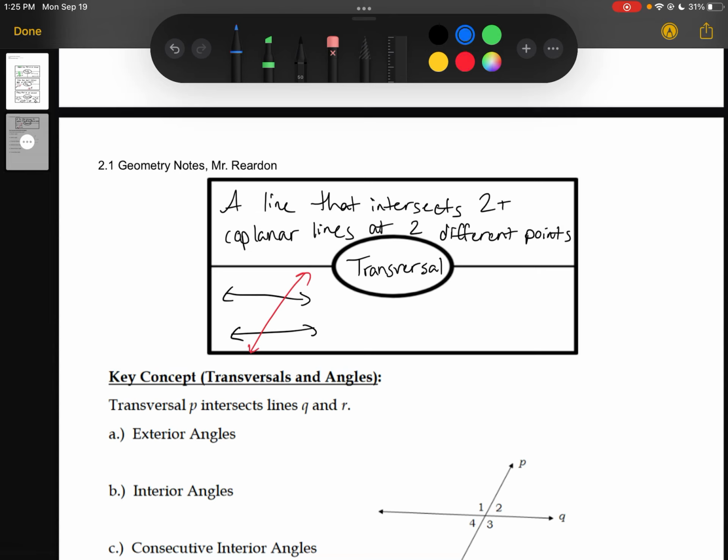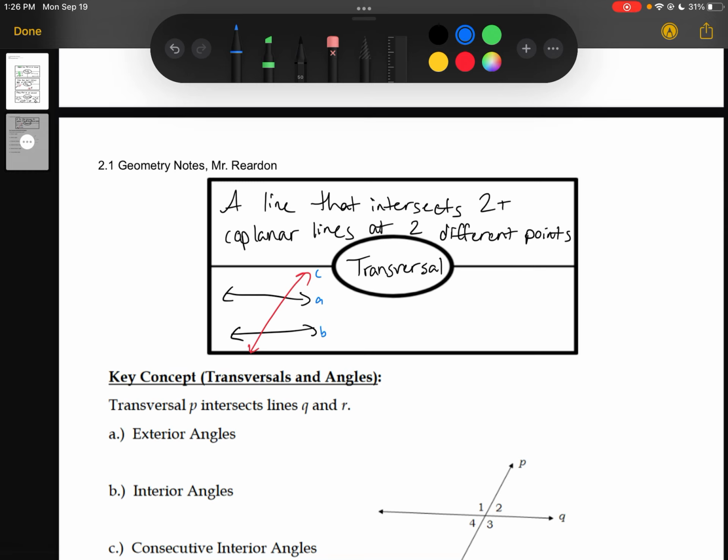So if we label these, we'll call it line A, line B, and line C. C is the only line that actually touches 2 other lines. A only intersects with C, it does not touch B. And B only intersects with C as well. In this diagram, it does not touch A. So because of that, C is our transversal here.